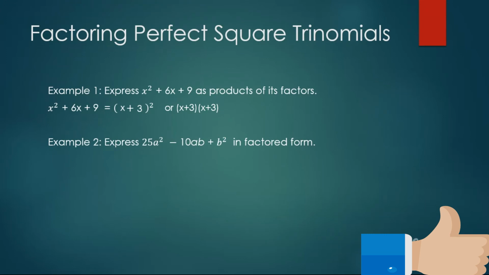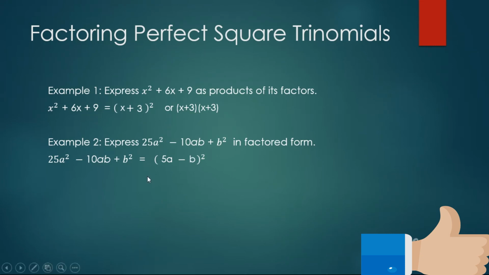Another example, we have 25a squared minus 10ab plus b squared. So, i-factor po muna natin siya by using our pattern. So, since minus po yung ating middle term, magiging minus din po yung middle term ng ating binomial. So, ang square root ng 25a squared ay 5a. At ang square root naman ng ating b squared ay b.